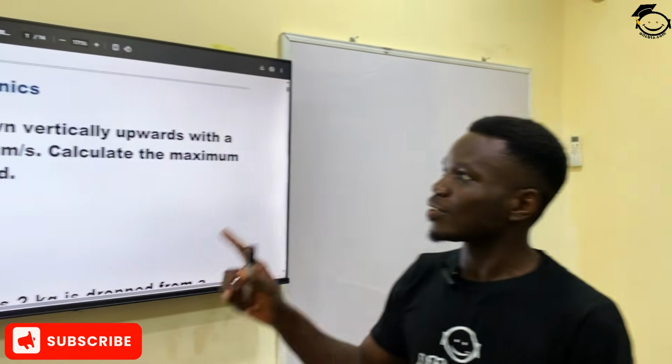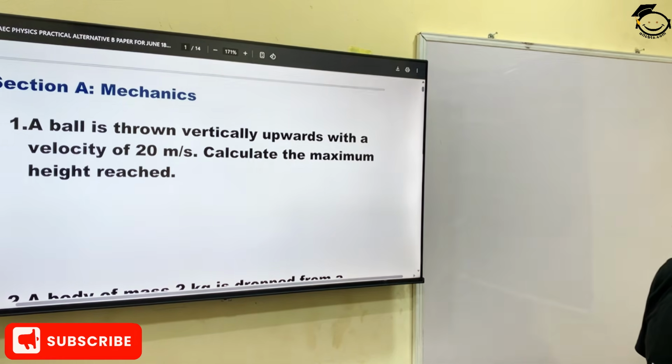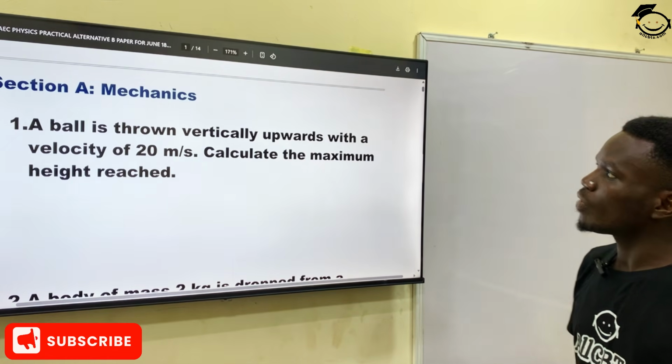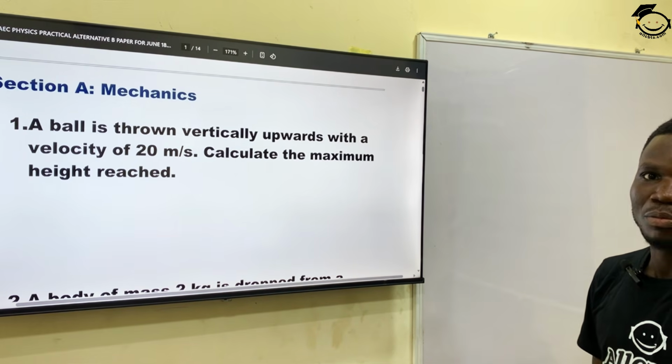Welcome back, and let's get on with the question. The first section here is mechanics, and our first question says, a ball is thrown vertically upward with a velocity of 20 meters per second. Calculate the maximum height reached.